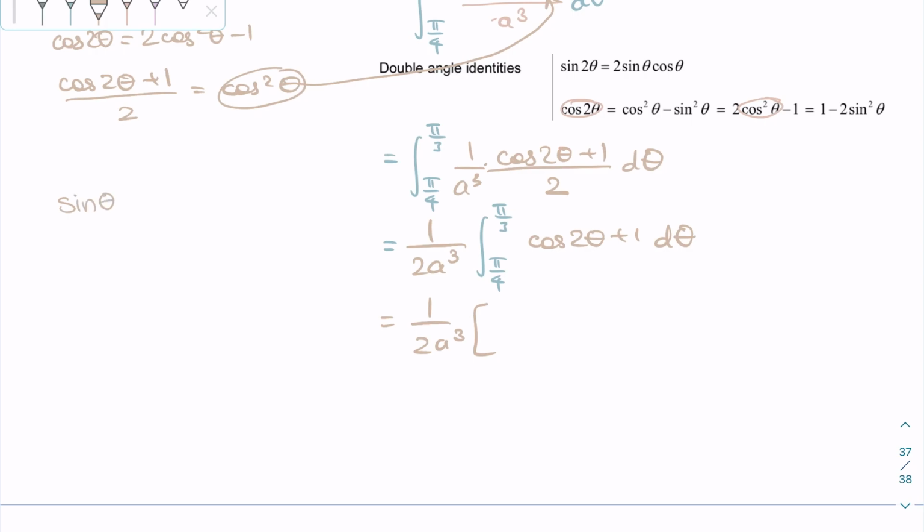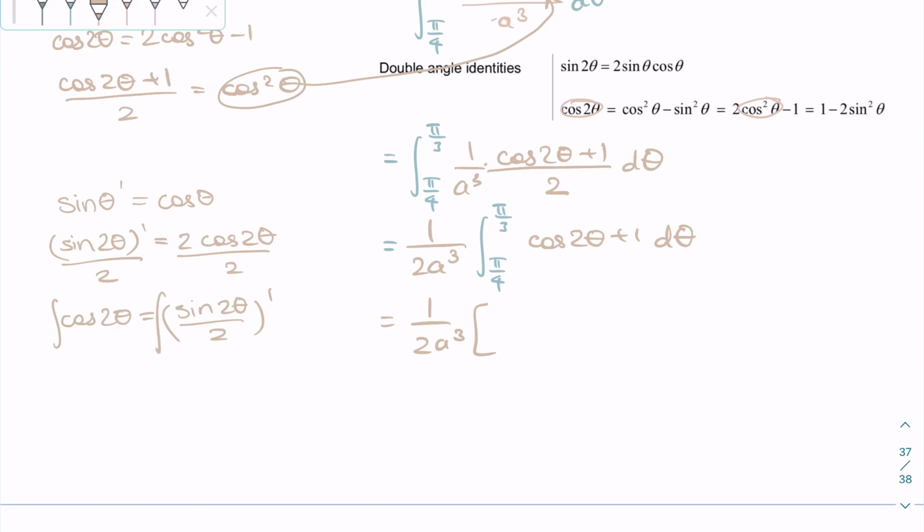To integrate cosine 2 theta, we can start with a derivative and an integral we already know. For example, sine theta differentiated is cosine theta. What about if we take the derivative of sine 2 theta? Using the chain rule, we get 2 cosine 2 theta. We can now divide both sides by 2, and we get cosine 2 theta equals the derivative of sine 2 theta over 2. We can integrate both sides, and we found the integral for cosine 2 theta.